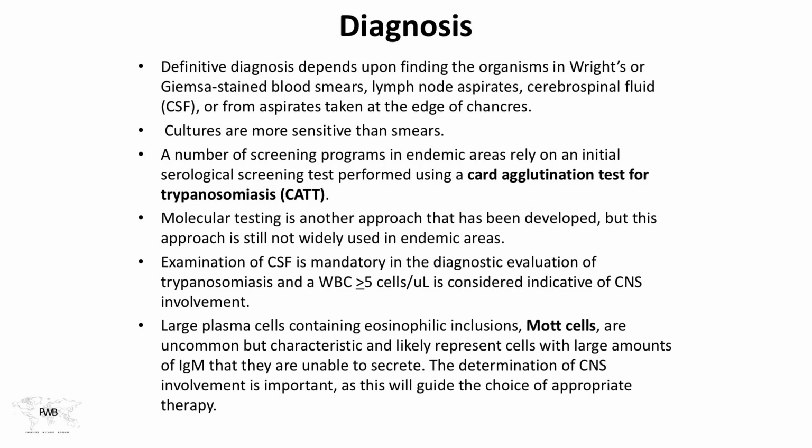Now, what about diagnosis? Definitive diagnosis depends on finding the organism in either a blood smear, a lymph node aspirate, cerebrospinal fluid, or aspirates taken at the edge of the chancres. Cultures are going to be more sensitive than just these direct visualizations or smears. But what has really changed things has been a number of screening programs and a very simple serological screening test called a card agglutination test for trypanosomiasis, or CATT. And we'll be showing a picture of that a little bit later.